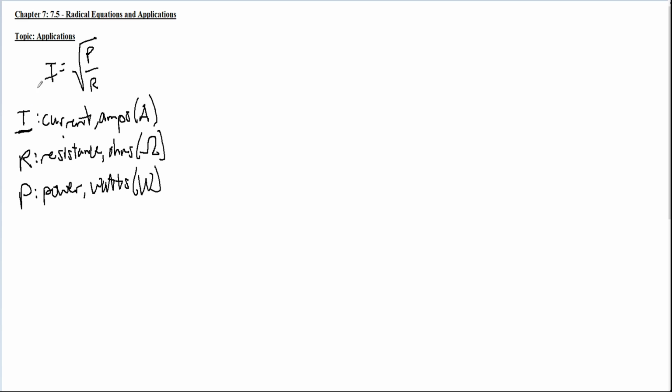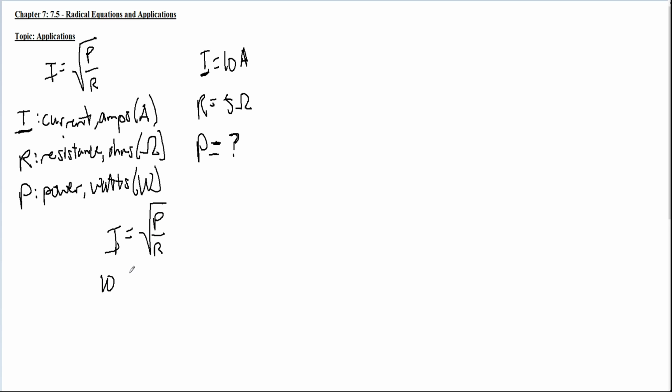Now, suppose that some electrical device requires a current of 10 amps, and the resistance within that device is 5 ohms. I want to know how much power is being consumed with this device, so I have to find out what that is. Actually, there are two ways to solve this. One way is just by plugging in everything that we know. So I equals the square root of P over R, I know that I is equal to 10, and then P divided by 5.